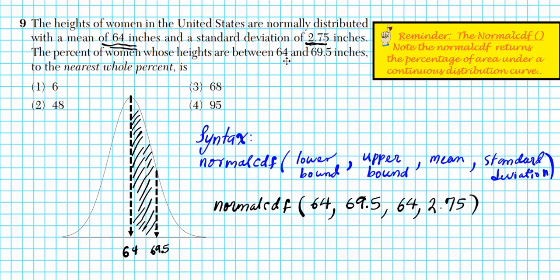Now, just to clarify, the lower bound is determined by looking at where you want to find the percentage of, okay? In this problem, it says between 64 and 69.5. So this is actually where you look for your lower bound. And this is your upper bound right here. It just so happens in this problem that the lower bound coincides with the mean, all right? That's not always the case, so you gotta be careful. And then there goes your standard deviation. All right, so just plug this into your calculator and then we'll see what the correct answer is.